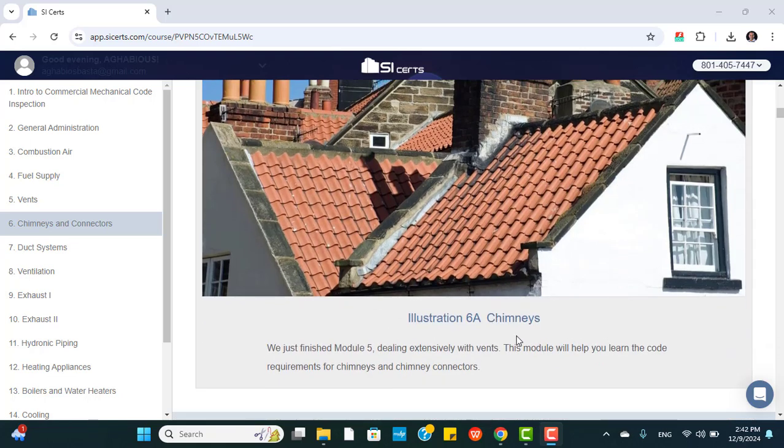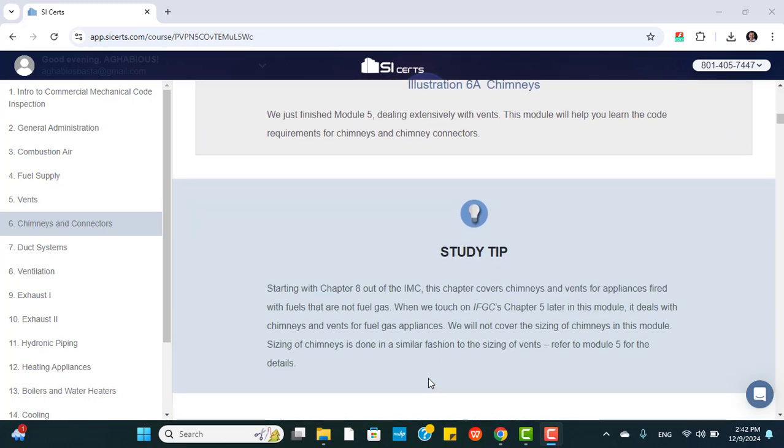Okay, illustration 6a, chimneys. We just finished module 5 dealing extensively with vent. This module will help you learn the code requirements for the chimney and chimney connectors. Study tip: starting with Chapter 8 of the International Mechanical Code, this chapter covers chimney and vent for appliances fired with fuel that is not fuel gas.